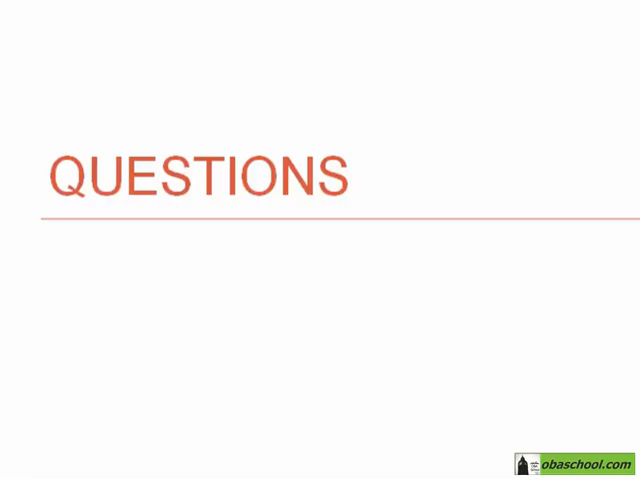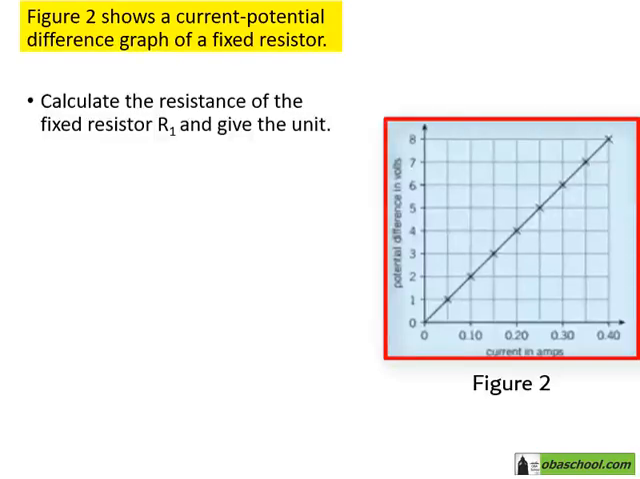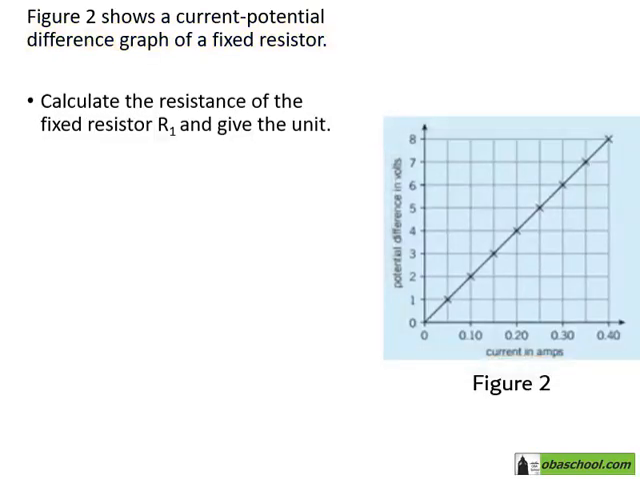Hello! In this tutorial, we're going to solve questions related to electrical circuits. Let's start with the first question. Figure 2 shows a current potential difference graph of a fixed resistor. The question asks to calculate the resistance of the fixed resistor R1 and give its unit.